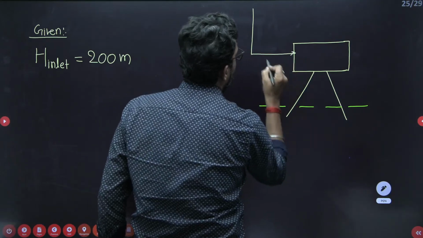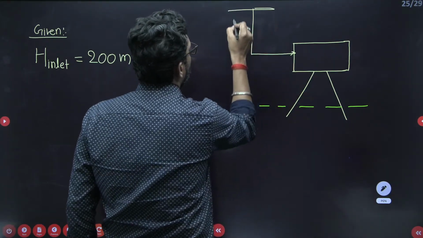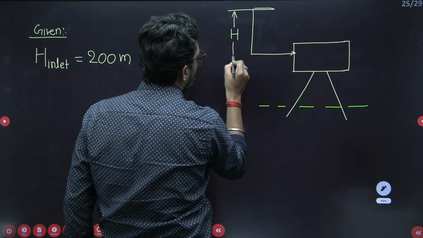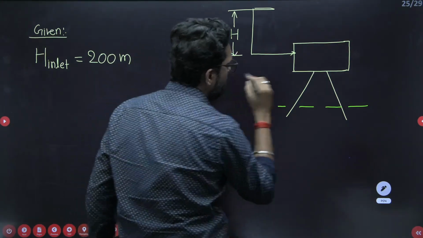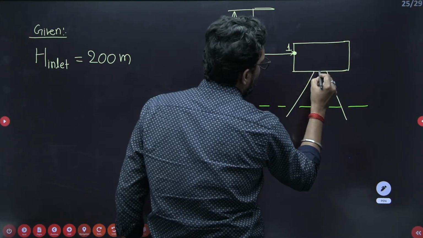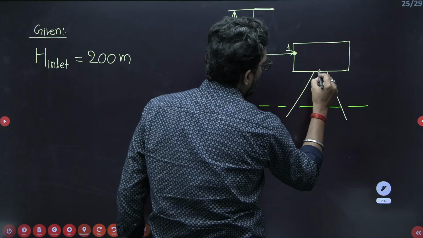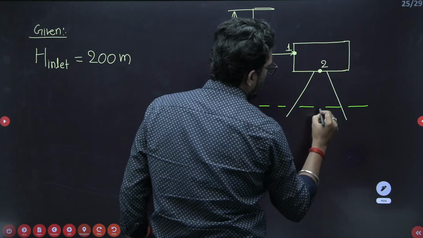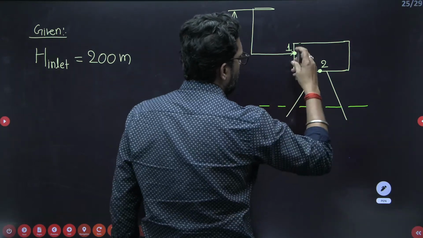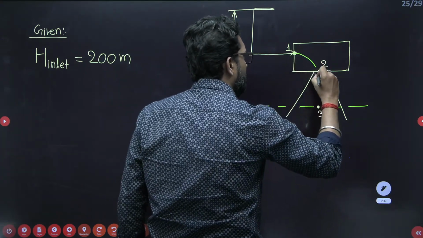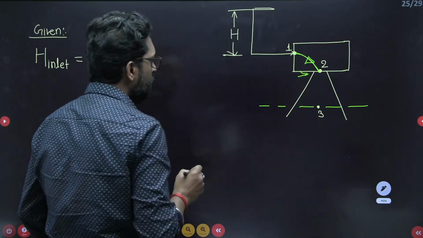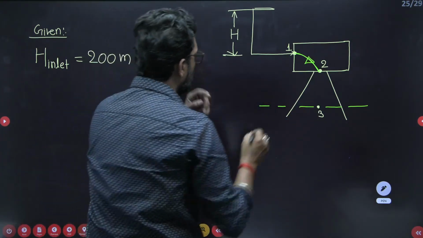This is your head H, it is given. This total head H at inlet is given. This is at point 1, this is at point 2, and this is at point 3. So the flow will move like that into the draft tube.